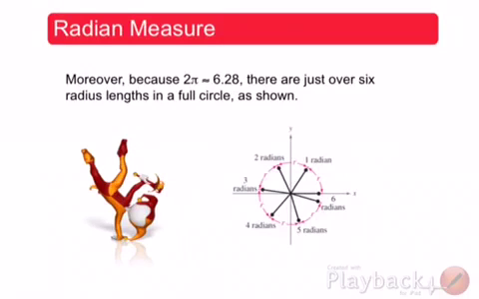Moreover, because we've already recognized that pi is equal to 3.14 from doing area of a circle, etc., 2 pi is approximately 6.28. So therefore there are just over 6 radius lengths in a full circle. 6.28 means there's 6 whole radians and 0.28. So again, if I look at this circle here, each arc length needs to be a radius as well: 1, 2, 3, 4, 5, 6, and then another little bit, the 0.28.